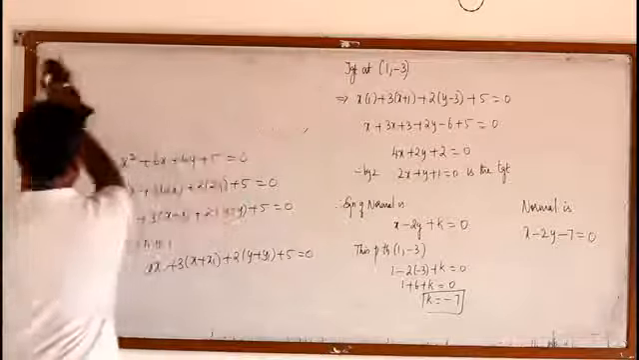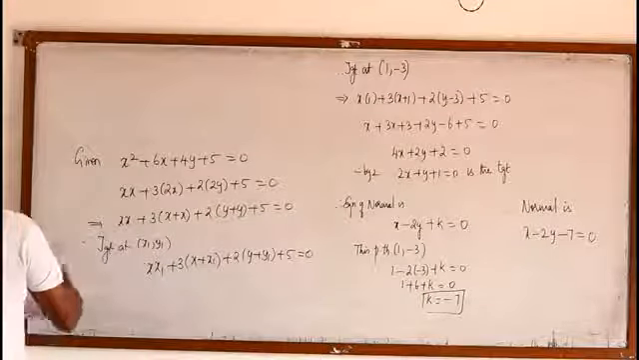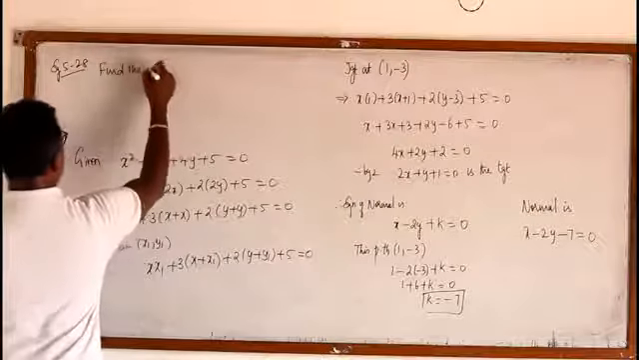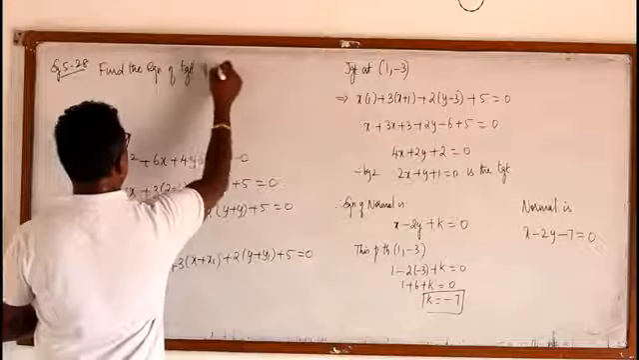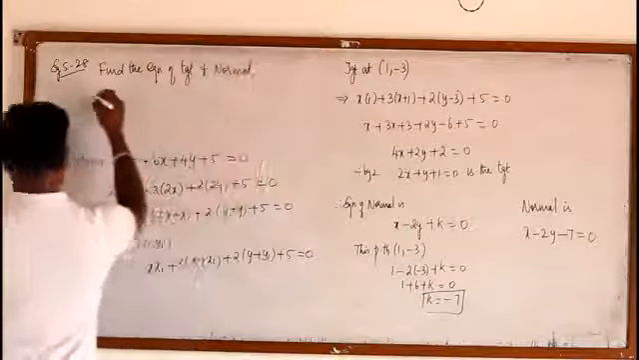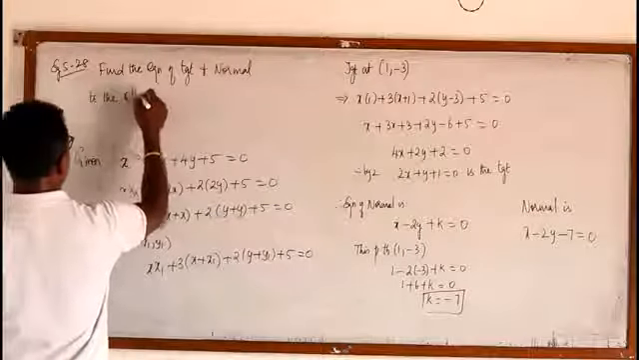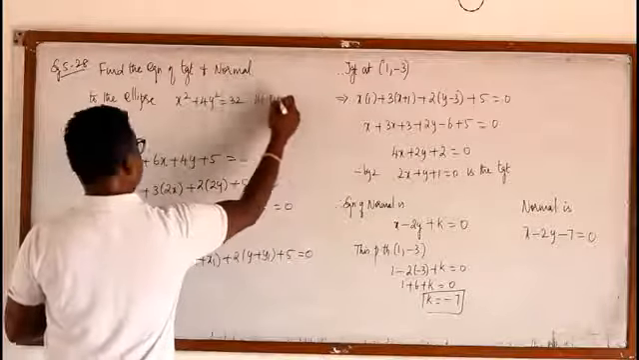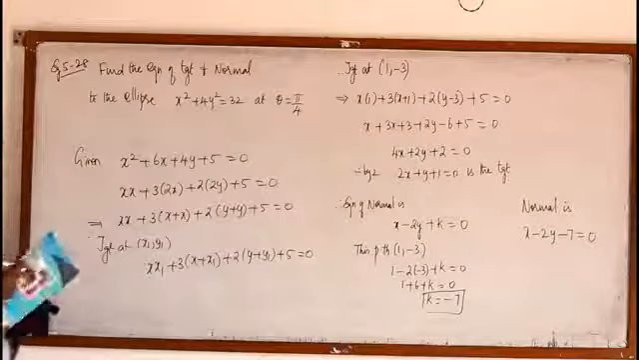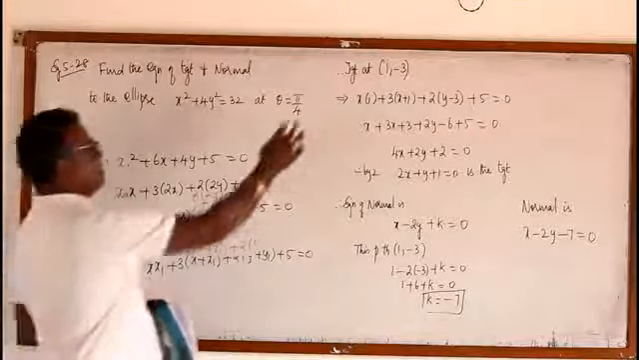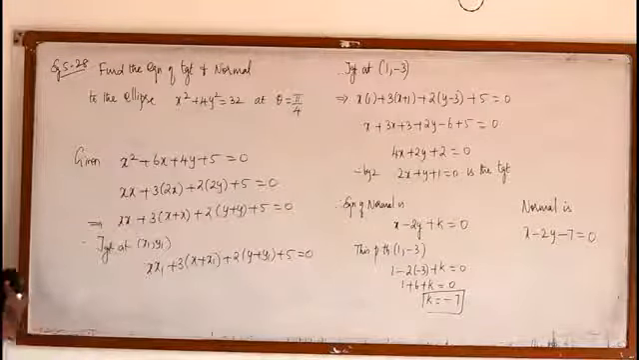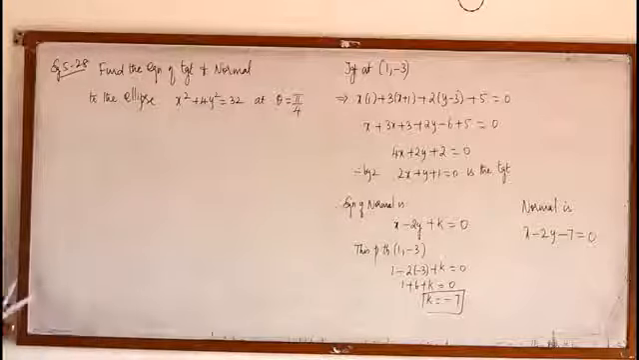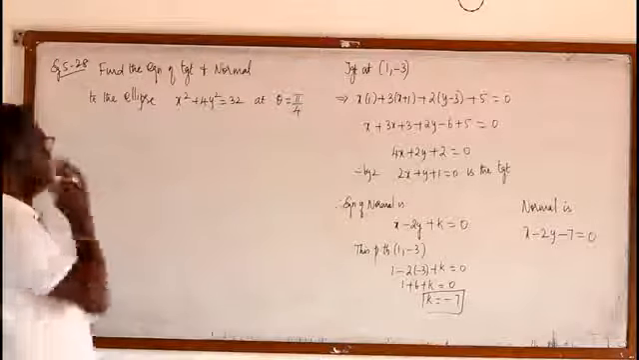Now we should go for example 5.28. Find the equation of tangent and normal to the ellipse x² + 4y² = 32 at θ = π/4. Remember, we did the last problem on parabola after having the point, isn't it? So similarly, if I know a point, I can find the equation of tangent and normal. To find the point, I have the parametric equation. Let me use the parametric equation and we will find the point first.